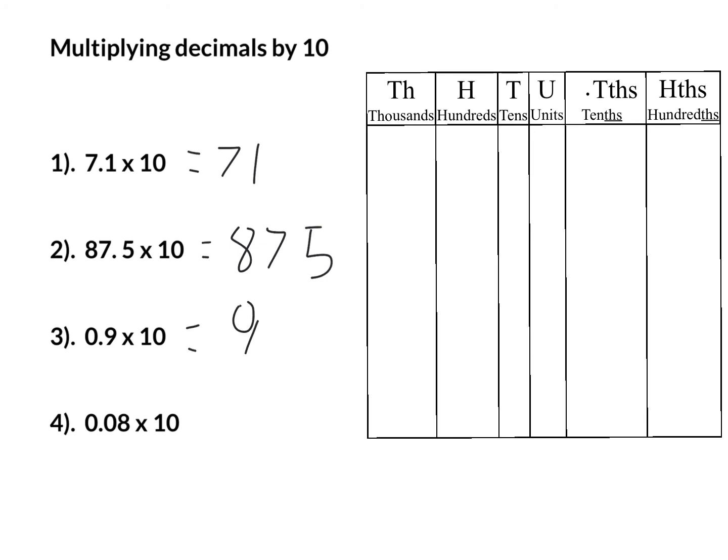And 0.08 times 10. I'll model this one because I think they're trickier. So you've no units, you've no tenths, and you've 8 hundredths. So this 8 would go one place to the left, decimal point, but you would still have the 0 here because this number is still less than the number 1.